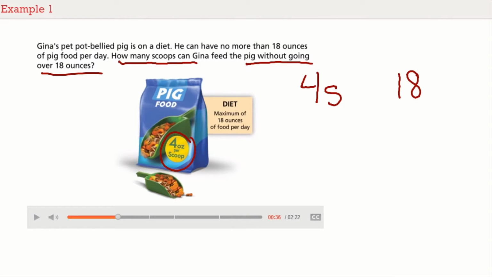So we need to figure out what inequality symbol we're going to use. In this case, it's going to be a less than or equal to, because we cannot go over 18 ounces because that's the maximum amount for the daily servings.